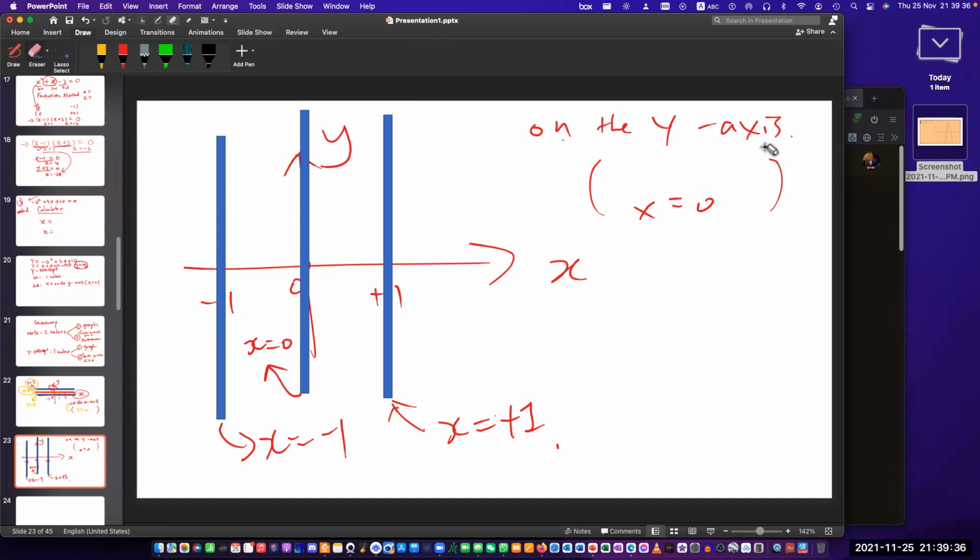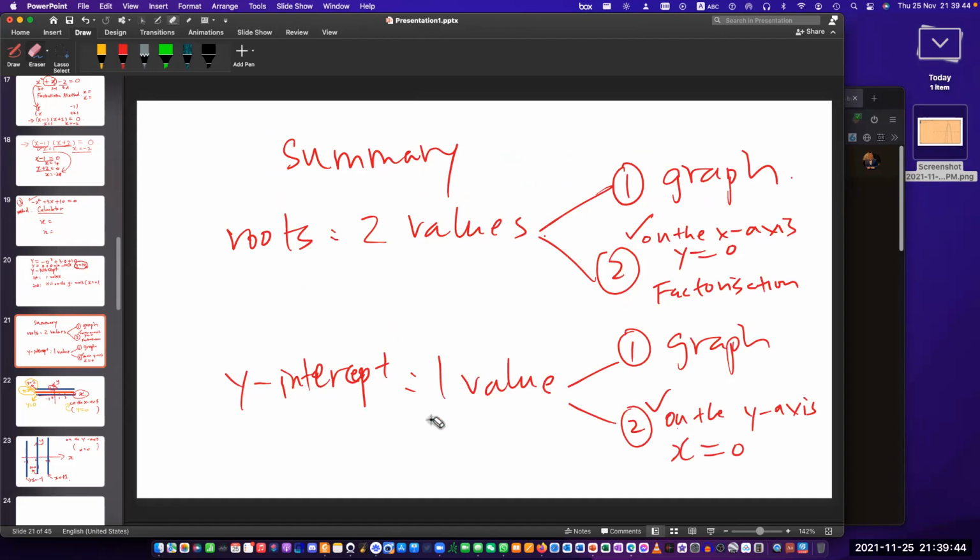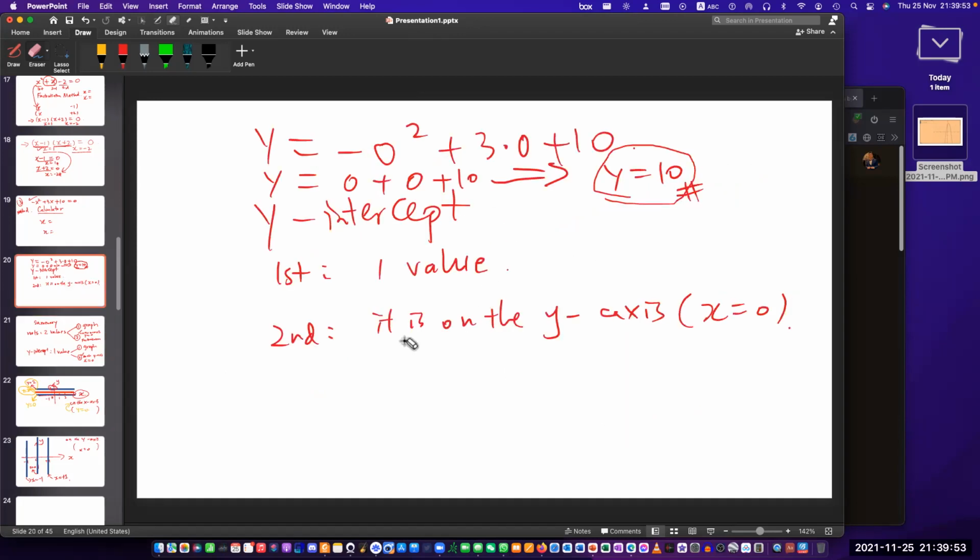So on the y-axis, what does it mean? X equals to 0. With x equals to 0, you are finding the y-intercept, right? For the y-intercept, there is one value only. On the y-axis, x equals 0. You just put x equals to 0 into this, then you will get the answer already. Of course, it takes a while to learn these steps, and if you keep doing it, you will quickly get the y-intercept and the roots very fast.